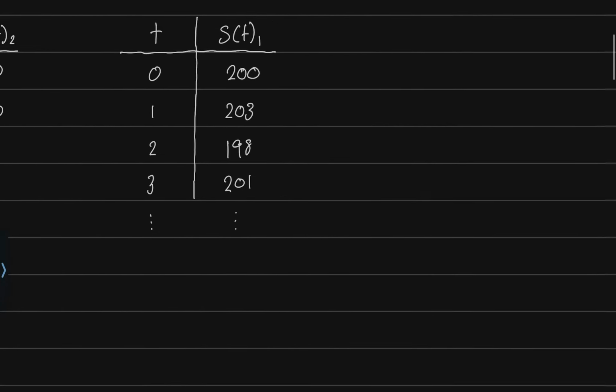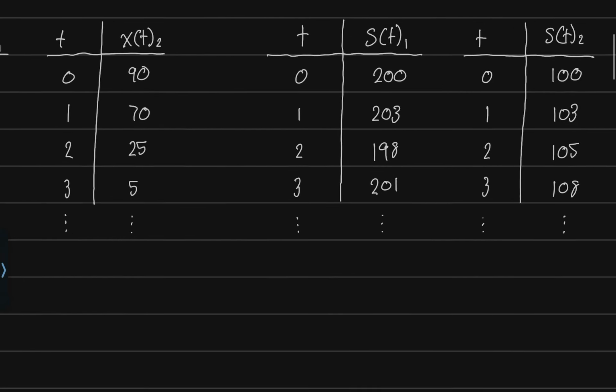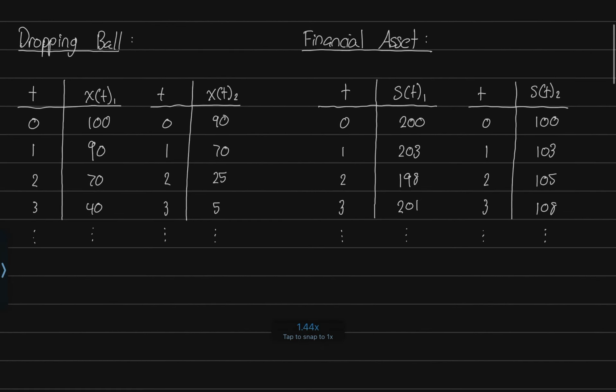And in the same way, I can represent another stock with the same exact table. Let's call this S of t2. Now this stock could probably start at 100, goes up to 103, goes further up to 105, and then goes up to 108, for example. So in the way we can represent a dropping ball, we can also represent a financial asset, as can be seen.